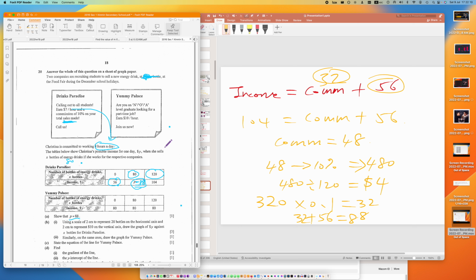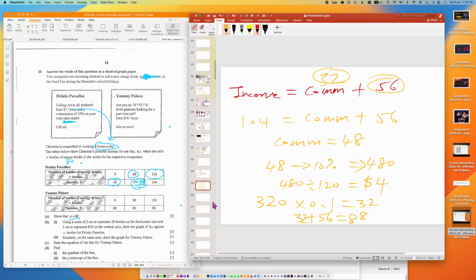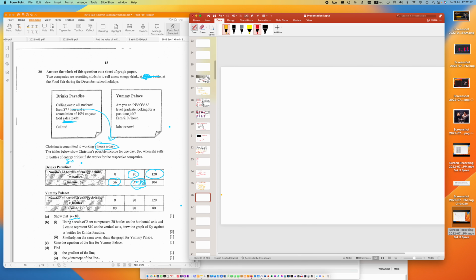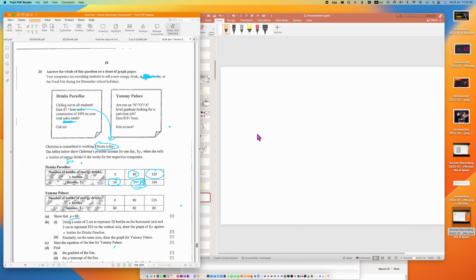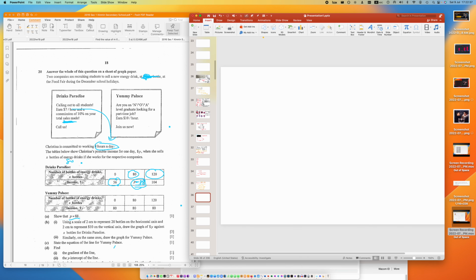Then next it says using a scale of 2 cm. Okay, just draw. But Mr. Low, isn't commission deducted from your sales price? No, commission is something extra you earn. Oh, okay. Now, using a scale of 2 cm to represent 20 bottles on the horizontal axis, they just follow the thing exactly.